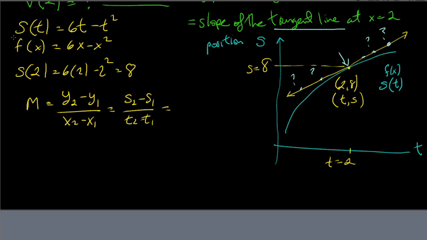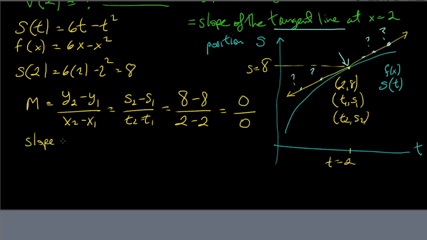Okay, so the only thing we can do is use the same t and s for t2 and s2. In other words, they're both equal to 2 and 8. So s2 is equal to 8 and s1 is equal to 8. t2 is equal to 2 and t1 is equal to 2. So 8 minus 8 is 0, and 2 minus 2 is 0. So the slope of the tangent line, this is also your instantaneous velocity, we calculated this to be 0 divided by 0.